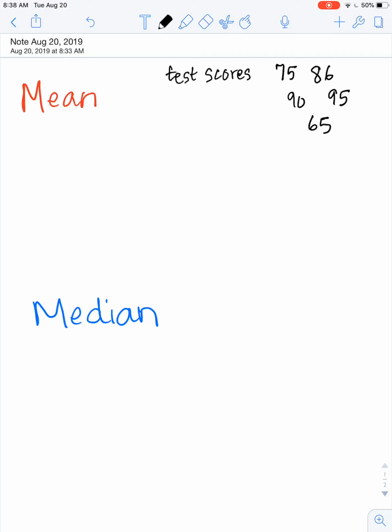Okay, so today I want to do a real quick review on mean and median for you. The easiest thing to think about is test scores. So let's say that you've had 5 tests in your math class, and these are your test scores. You got a 75 on one, an 86, a 90, 95, 65.